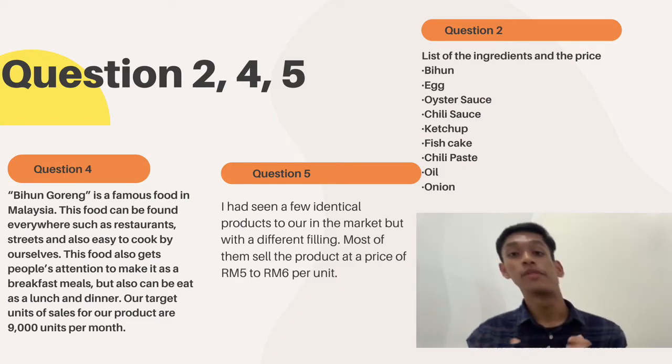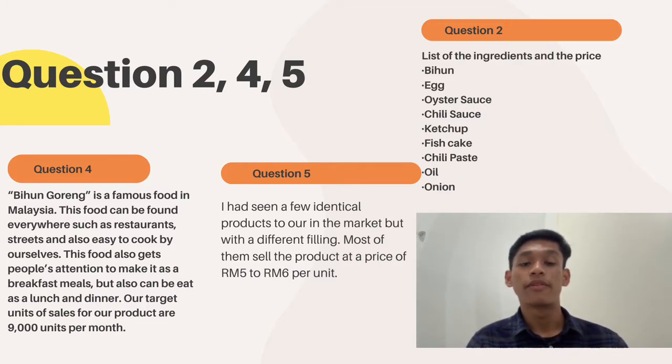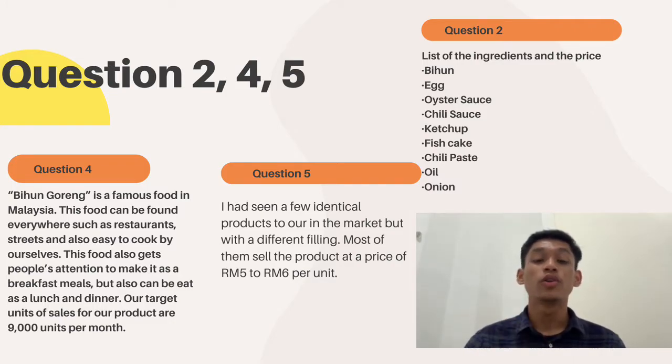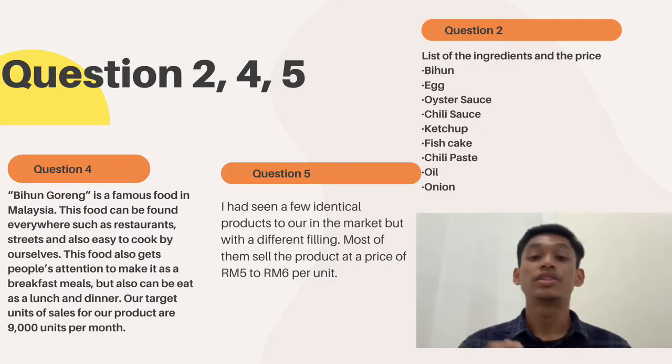Bihun goreng is a famous food in Malaysia. This food can be found everywhere in Malaysia, such as on the street and in restaurants, and we can make it by ourselves because bihun goreng is easy to cook. A lot of people make it as a breakfast meal, and it can also be eaten as lunch and dinner.